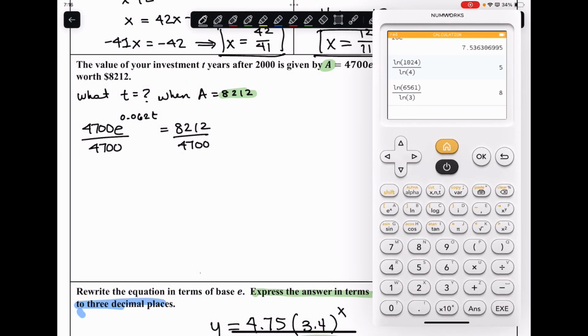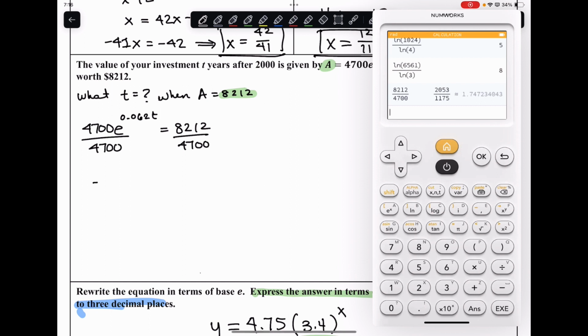And let's see, 8212 divided by 4700 reduces to 2053 over 1175. I don't want to write the decimal value because that's an approximation, and the fraction notation does reduce. We could divide both sides by 4, and we'll use that number instead, okay?